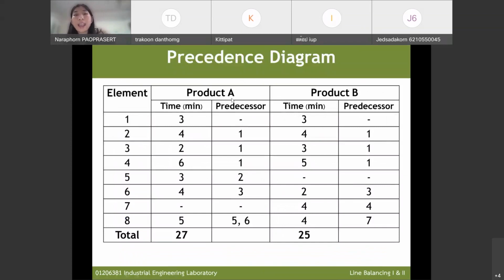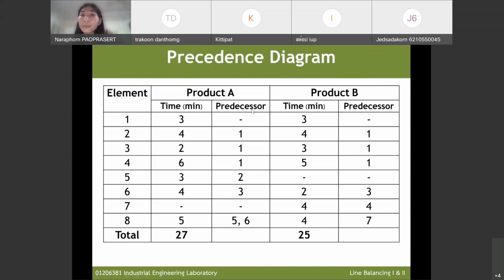So since you have product A and product B, the information here is as follows. Now you have more information about the task or element. You have to complete 8 tasks, like 1, 2, 3, 4, 5, 6, 7, 8. This column here is the time for product A, and this column here is the time for product B for each task. In total, you still have to do 27 minutes for A and 25 minutes for B anyway, but you have more information about the time in each task, and that's also needed in order to do the line balancing.